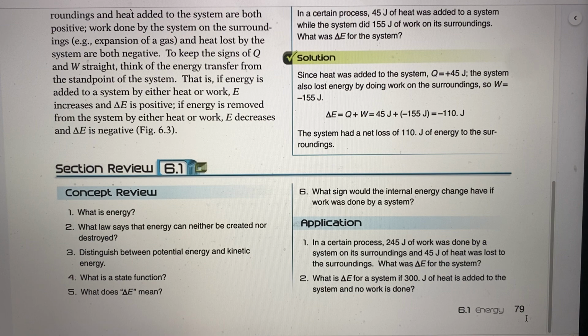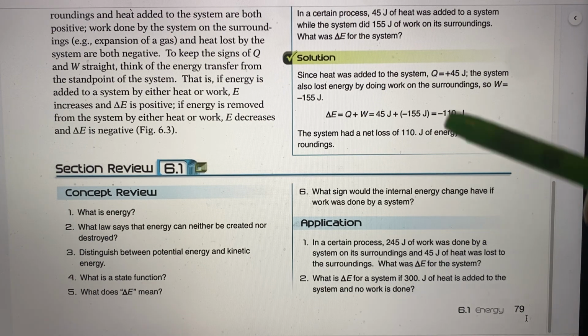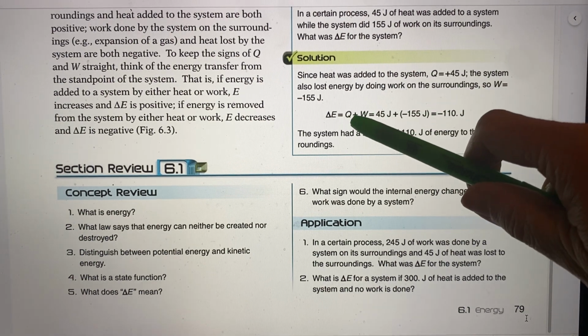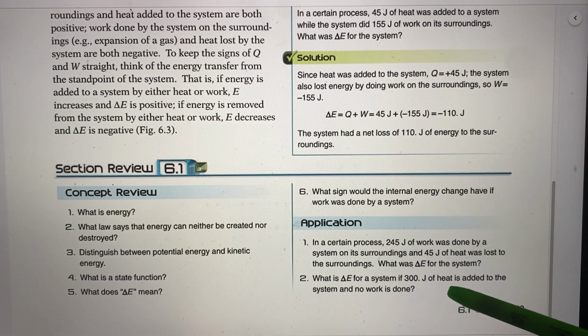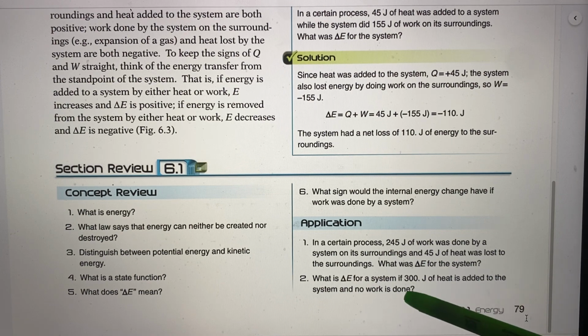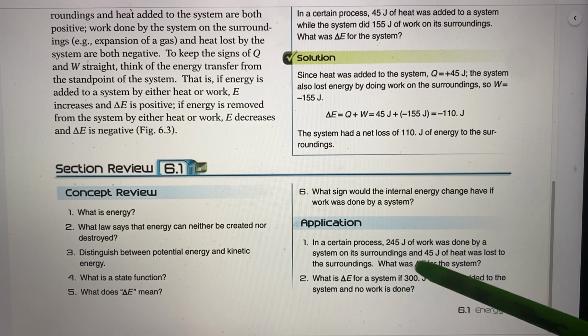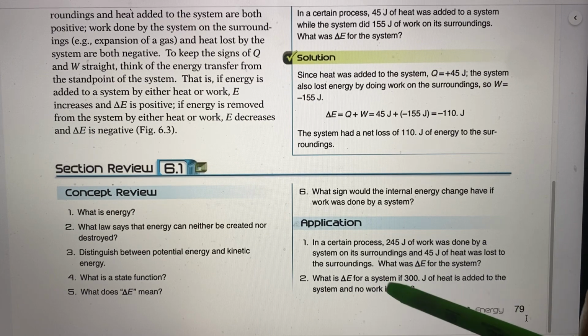So you have this equation up here, remember, E equals Q plus W? Well, we have no work. So basically, what is it going to be? Since there's no work, work is going to be zero, right? And so if joules of heat are added to the system and no work, you're adding to E, you're going to add 300. So you don't have to add anything with work, it's just going to be 300. So that's a good way to do that.